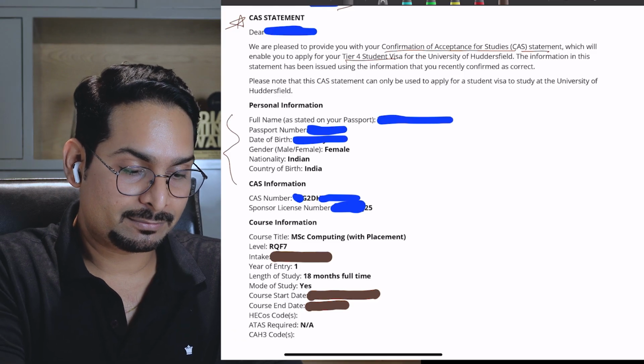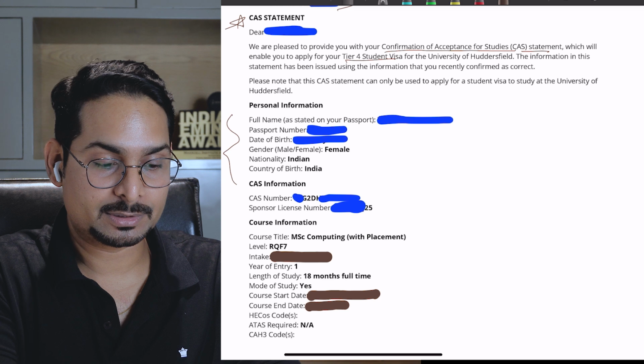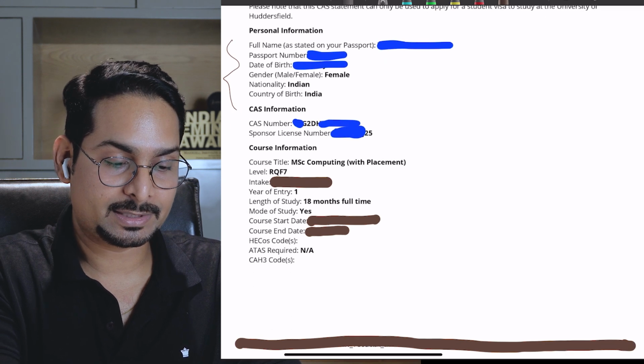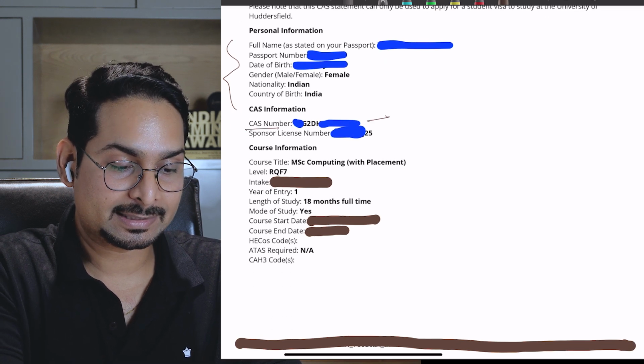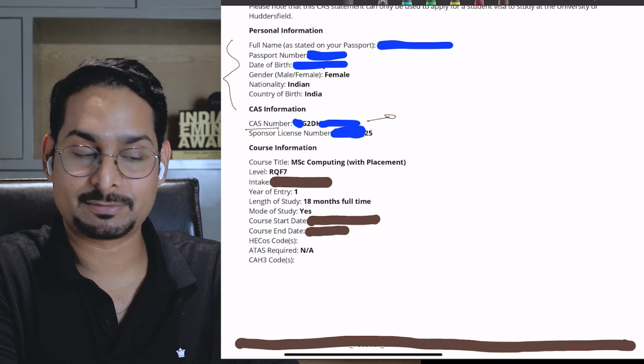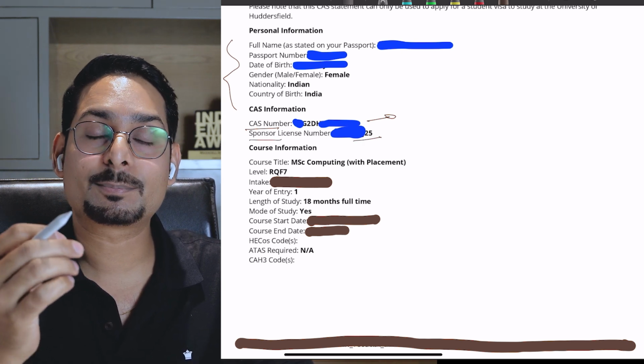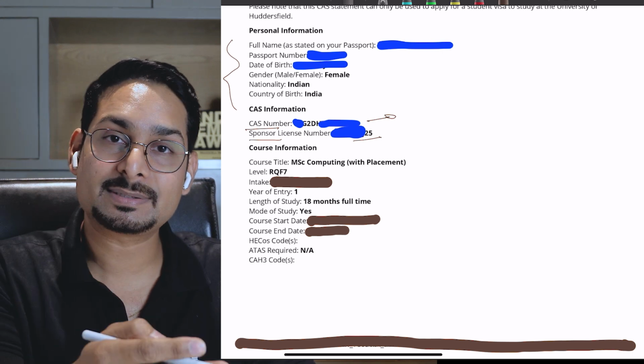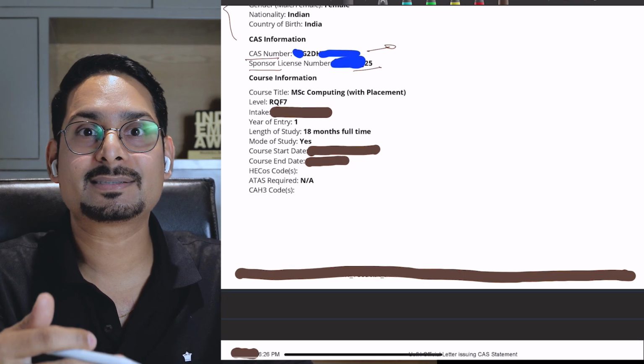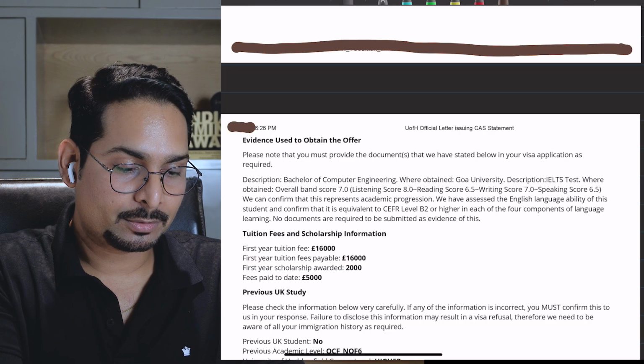You will have your personal information like passport number, date of birth, nationality, country of birth, and CAS number. This is the unique reference number which I was talking about. It is a must. Sponsor license number is the number which is provided by UKVI to the university that they are authorized to release CAS statements. You will see all your course details here.